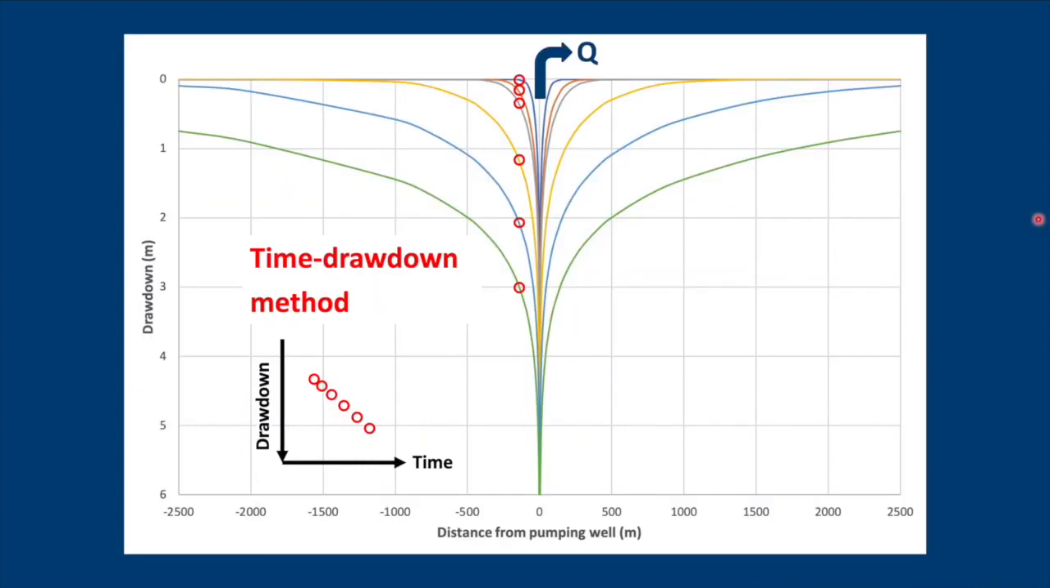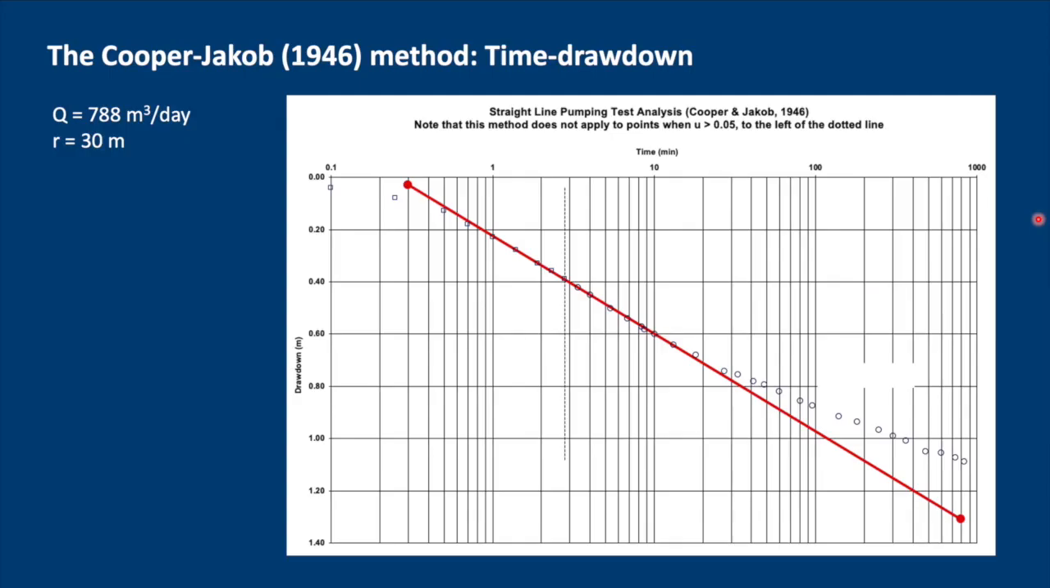Okay, let's start with the time drawdown method. Here is the data for the piezometer at 30 meters from the pumping well, and we have drawdown on our y-axis and time on our x-axis. You'll see that the early data starts to curve downwards and then it starts to fall onto a straight line.